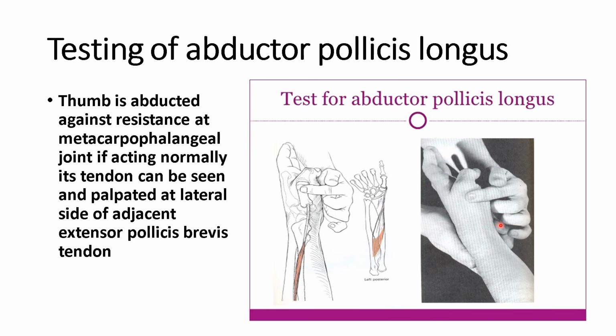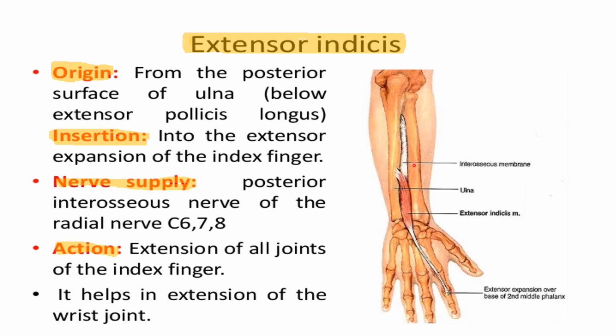Okay, so its muscle can be seen and palpated at the lateral side of the adjacent extensor pollicis brevis. Extensor indicis has a narrow elongated belly that lies medial to and alongside that of the extensor pollicis longus. It originates from the posterior surface of the ulna below the extensor pollicis longus, and it inserts into the extensor expansion of the index finger.